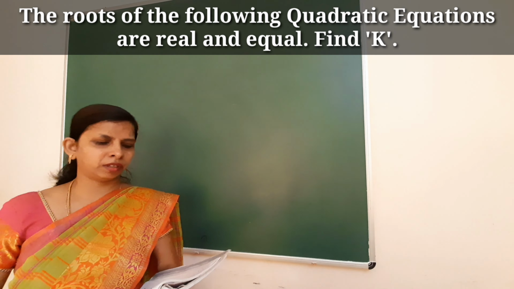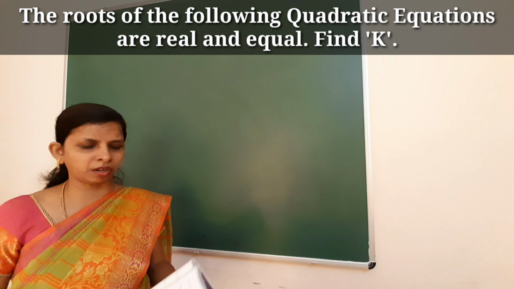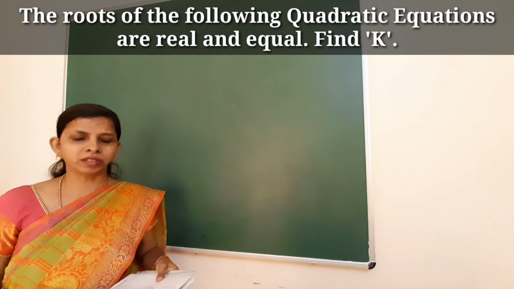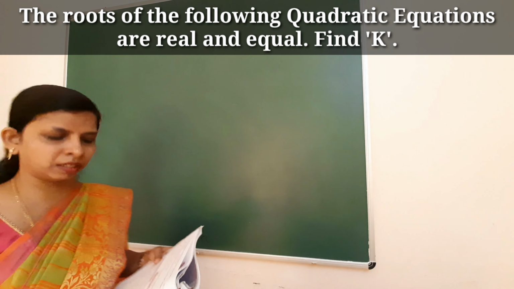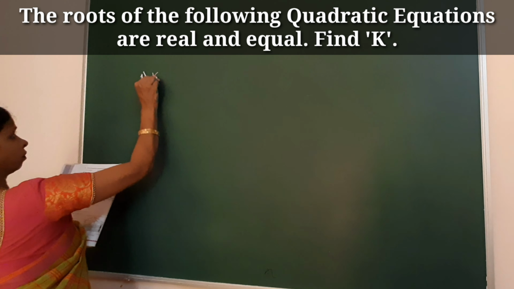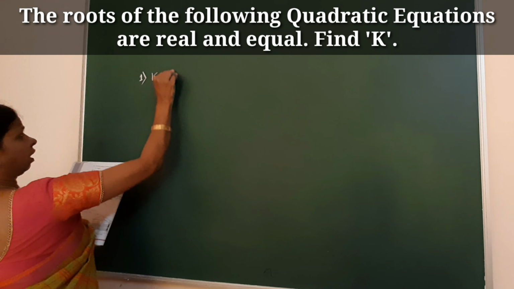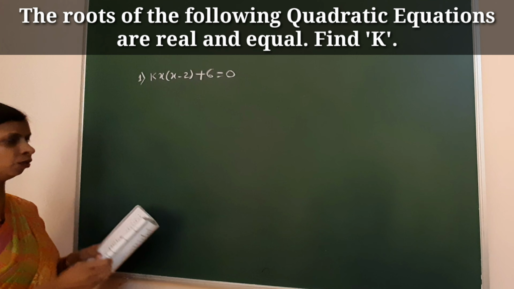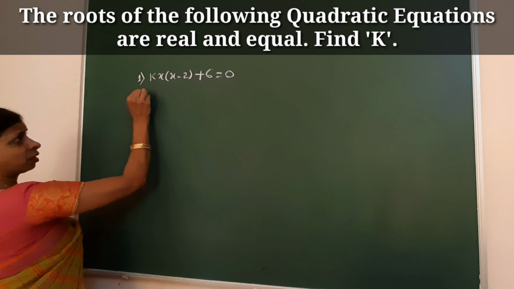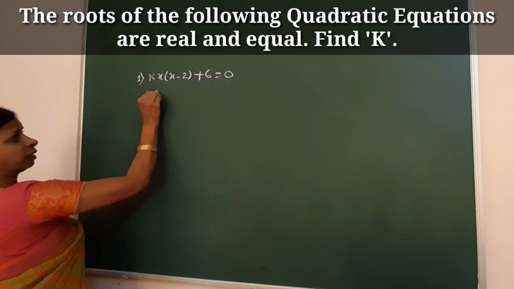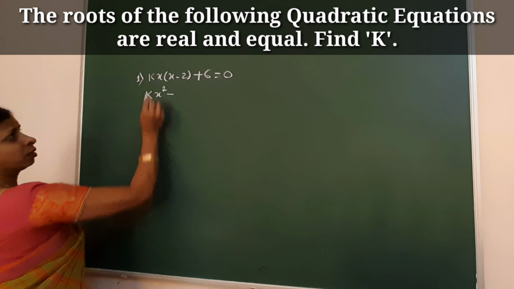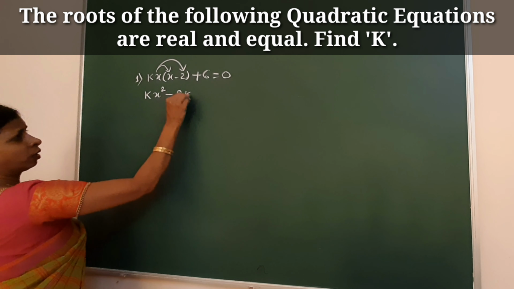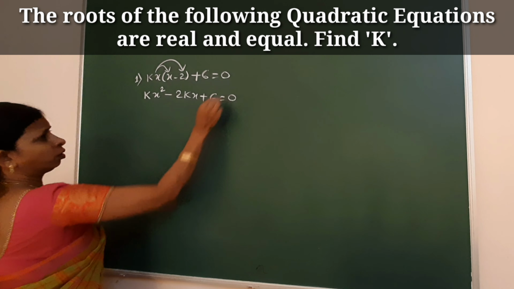The roots of the following quadratic equation are real and equal. Find the value of k. How to find the value? Once the nature of the roots are given as real and equal. Kx into x minus 2 plus 6 equal to 0. Let me simplify this first. Kx multiplied by x is kx square minus, so this multiplied by x and then this multiplied by 2, minus 2kx plus 6 equal to 0.